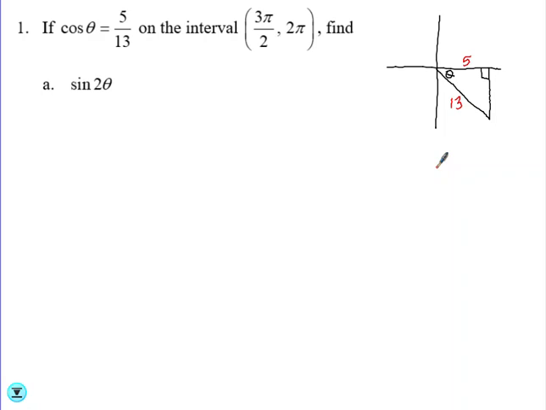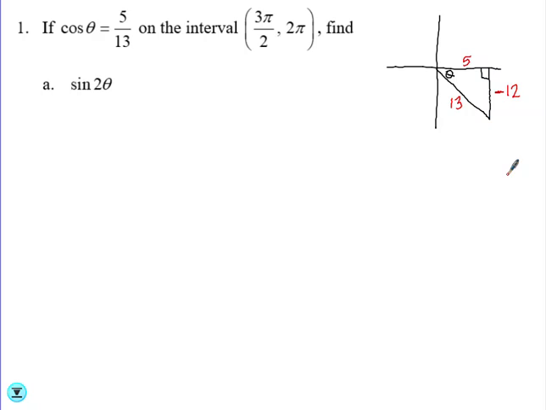Then you can either use the Pythagorean theorem, or if you know your Pythagorean triples, that means that this other side is going to be 12. But let's think about it. In the 4th quadrant, the x value is positive and the y value is negative. So this side is actually going to be negative 12 because we're in the 4th quadrant.